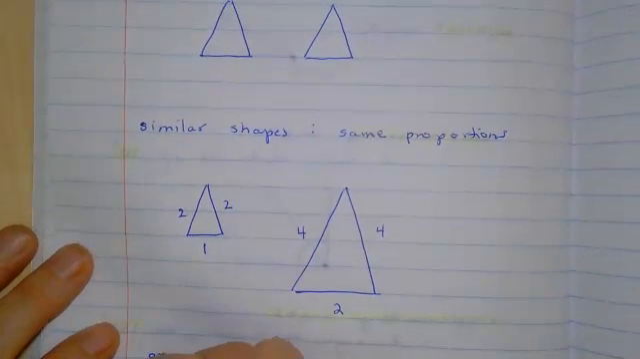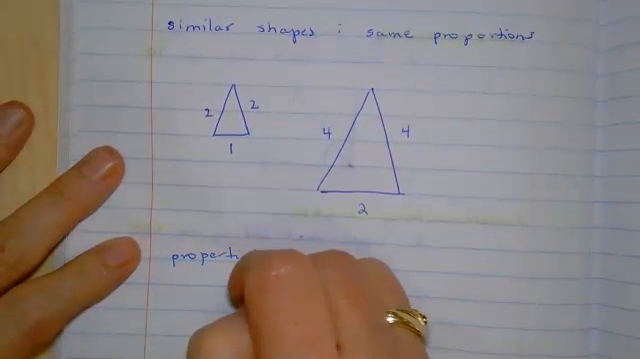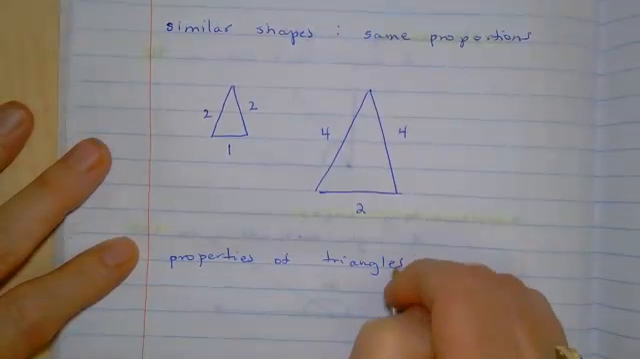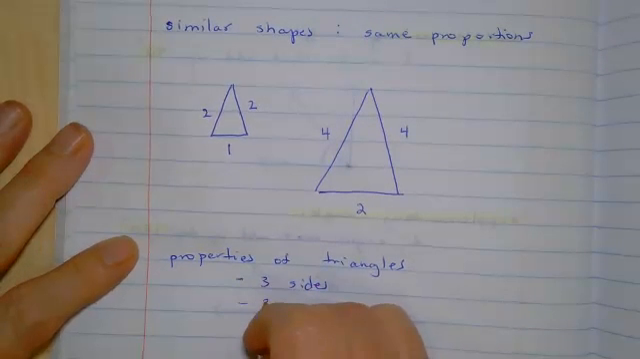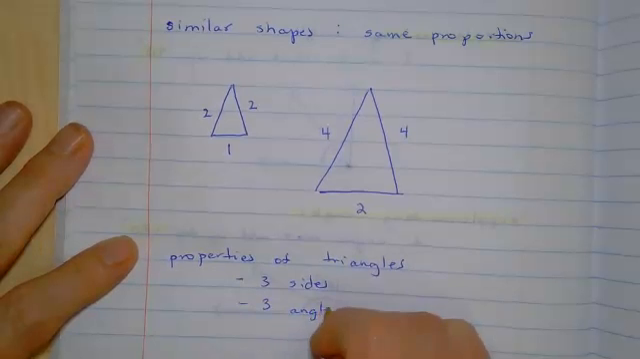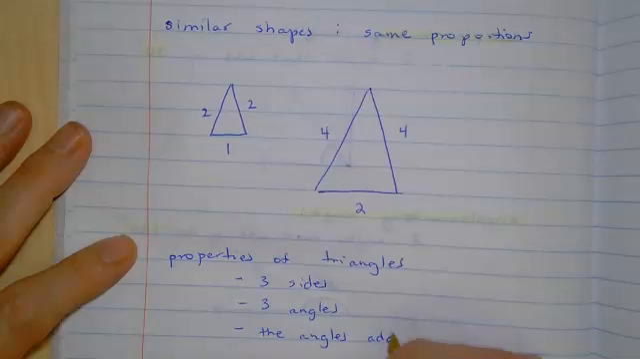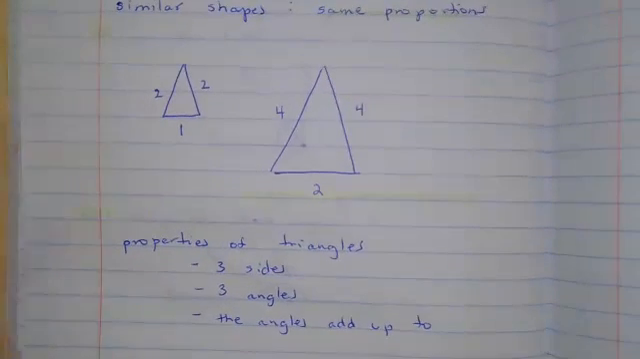Properties of triangles. They have three sides. They have three angles. And the angles add up to, who remembers? 180.